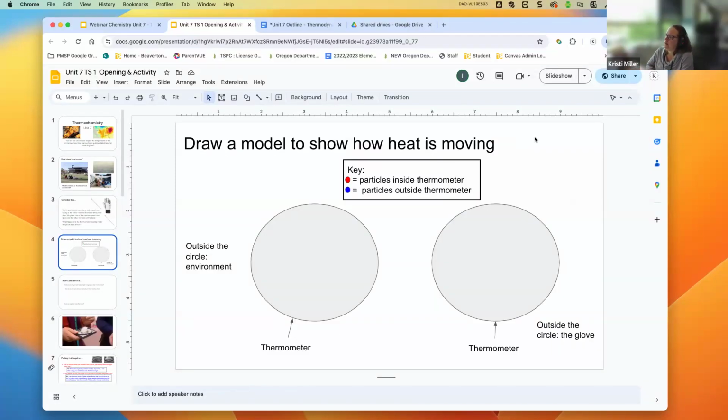The next thing is we're drawing a model. We have a lot of emphasis on modeling in chemistry, always trying to take our ideas and put them into a visual form. What do we think the particles are doing in the thermometer? What do we think they're doing outside in the room, or in the glove, the particles around the thermometer in the glove? What do we think that looks like? We've drawn lots of models like this over the year, so kids are very well versed in how to draw a model and in thinking about systems in terms of what's happening inside and what's happening around. They should be pretty proficient at drawing their thinking at this point, because we've practiced it so many times.